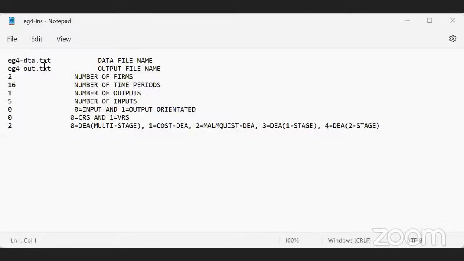Then this is the instruction file. The data file name is EG4DTA that I have shown. Output file name, you can put anything. I have put EG4 output. There are 2 firms, which are 2 states, Punjab and Haryana. The number of time periods is 16 years. Output is 1, only crop. I am using crop yield. Inputs are 5. The production function is input oriented. Constant return to scale is assumed. Then the type of production function I am using, Malmquist Index 2.